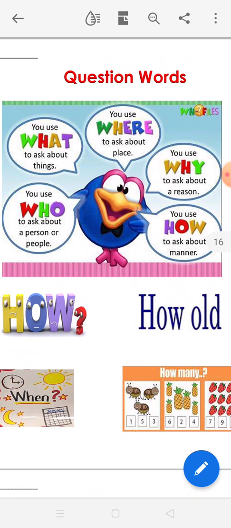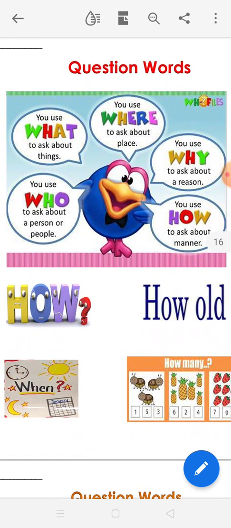How many is used to ask about the quantity of something with plural countable nouns, like chairs, tables, cows, cats, dogs, bags, doors. For example, how many days are there in the week? 7 days. How many days are there in the week? 7 days.